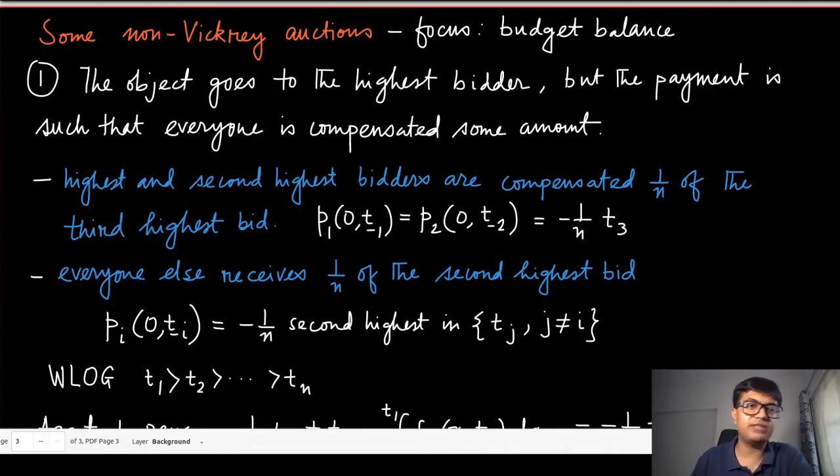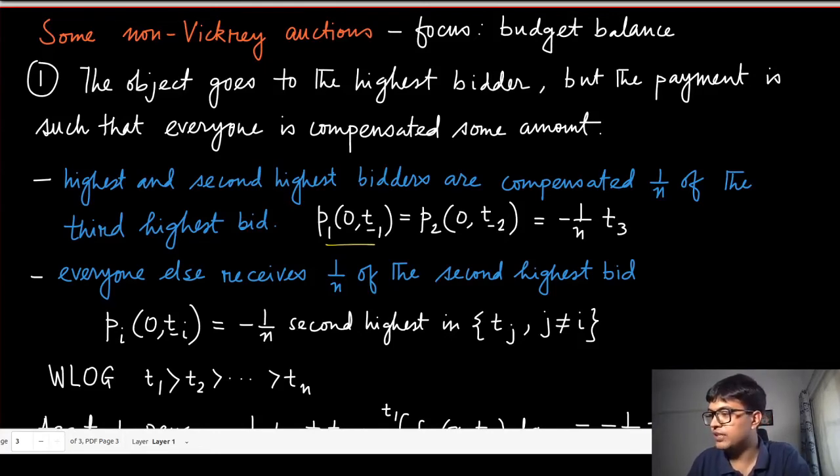Okay, so the first mechanism that we are going to define is that the object goes to the highest bidder. Again, this is a deterministic mechanism, but the payment is such that everyone is compensated some amount. Here also the allocation is very straightforward. The highest bidder gets the whole object, and all the other agents get zero allocation. So their payment, if you look at Myerson's formula, only the constant term remains, everything else goes away. But for player 1 there is something which is left over, so we'll calculate that.